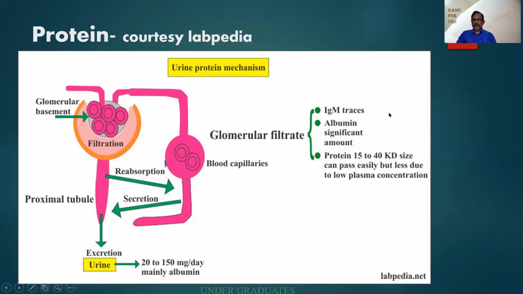The glomerular filtrate can be containing all these substances. And protein, this is the one. These shall be dealt with in the subsequent slides. I hope you people are able to understand the principle of the glomerulus and the tubule, the reabsorption, secretion.